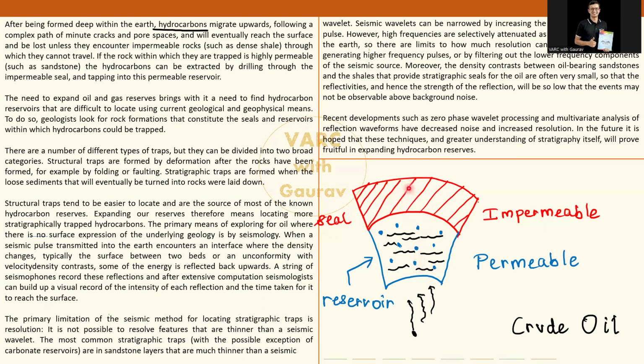Now by some means, let us say thanks to some technology, we are able to determine a place where this is happening: that just beneath us there is this impermeable rock, and just beneath that we have this permeable rock which has crude oil inside it. How can we access it?